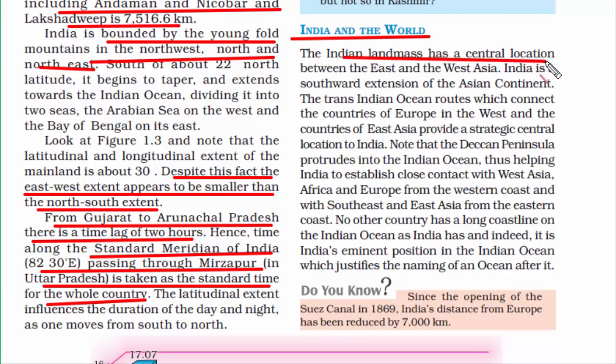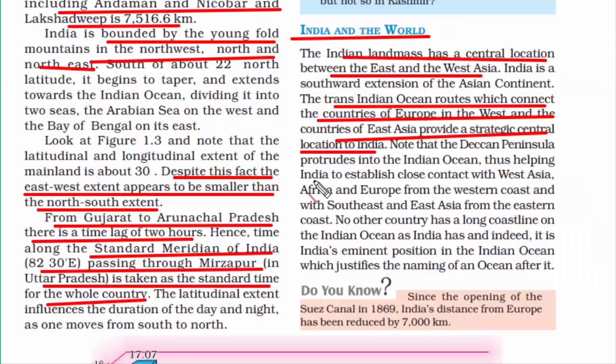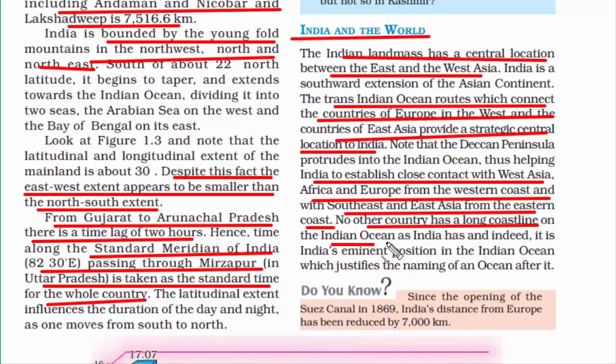And the third topic is India and the world. So always remember, India is part of South Asia, not Southeast Asia. Our location is very strategic. All the ships that come from Europe, when they have to travel to East Asia, pass through Indian Ocean. And it helps us in establishing close contact with West Asia, Africa and Europe. Again, no other country has a long coastline, so this is a very strategic position for us in terms of a geographical location in the world. So always remember this point because it will fetch you good marks in the exam.